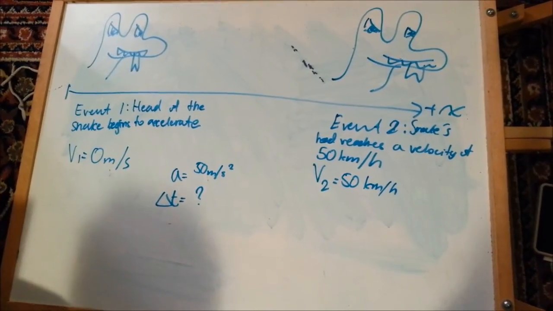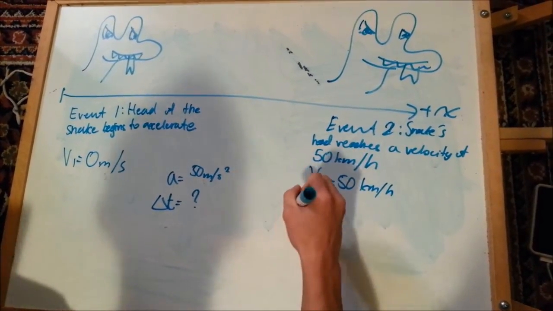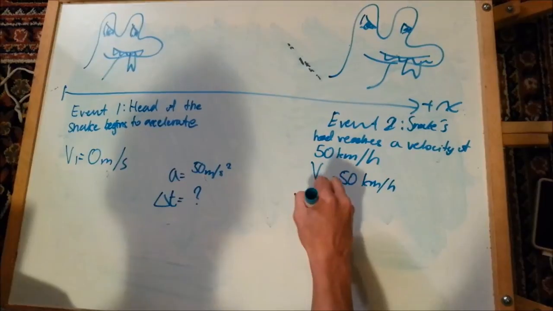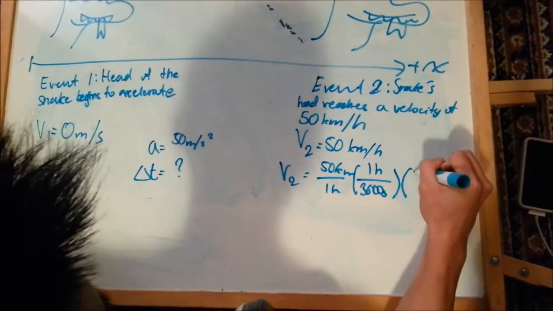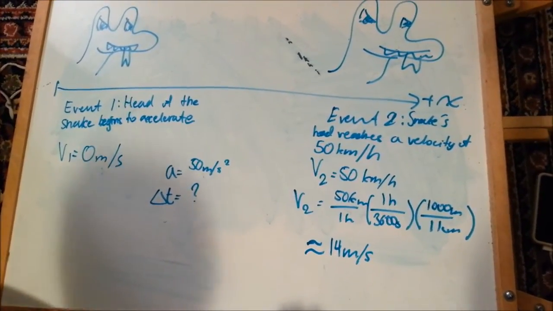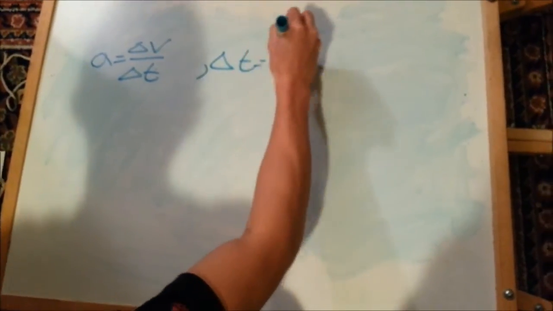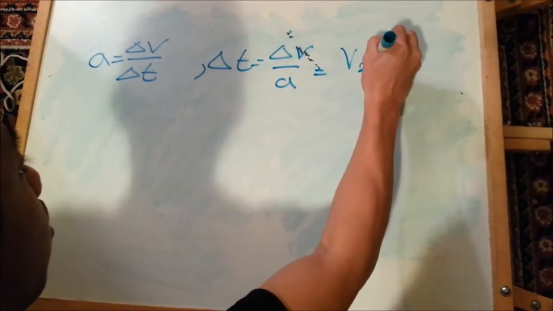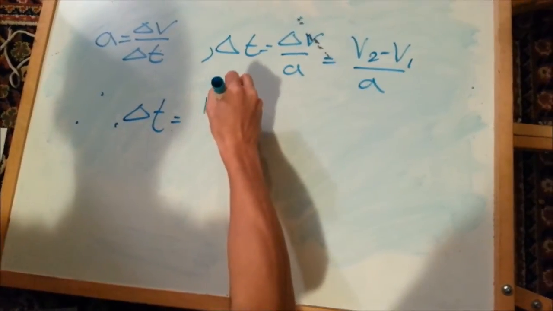Before we move on, we want to convert the units for the final velocity into meters per second. This makes the following calculations much easier. Therefore, the final velocity is equal to 14 meters per second. From the information gathered in the pictorial representation, we can now calculate the value of delta t. Delta t equals 14 meters per second minus 0 meters per second, divided by 50 meters per second squared.